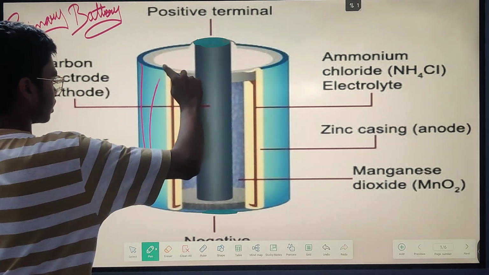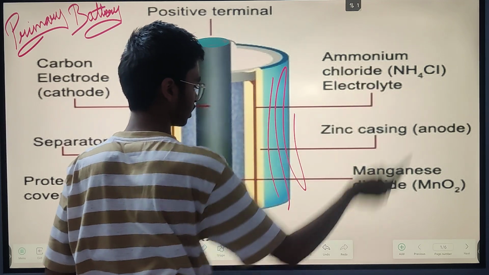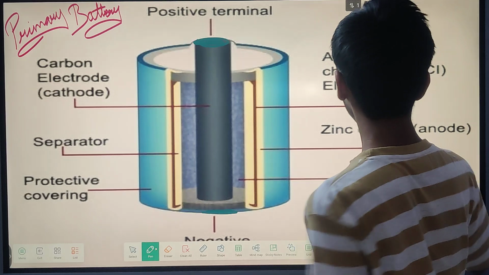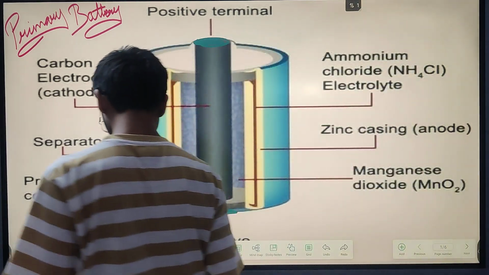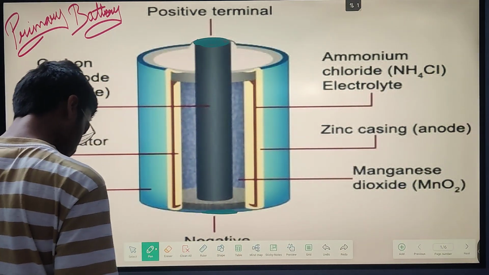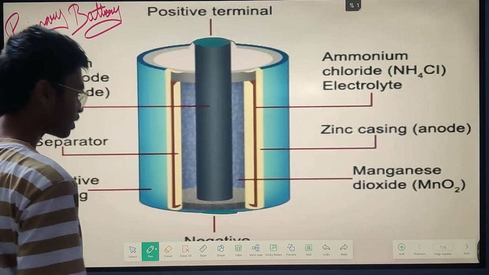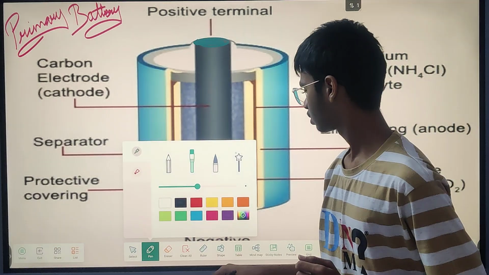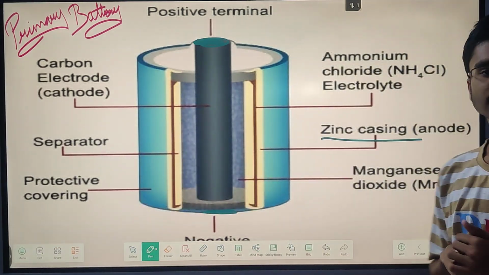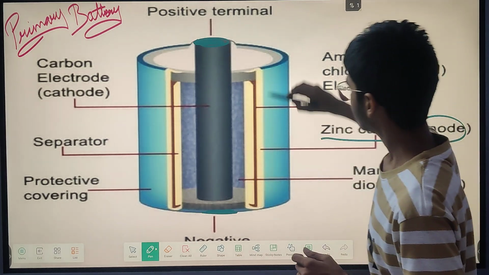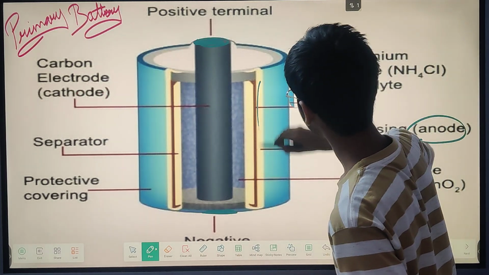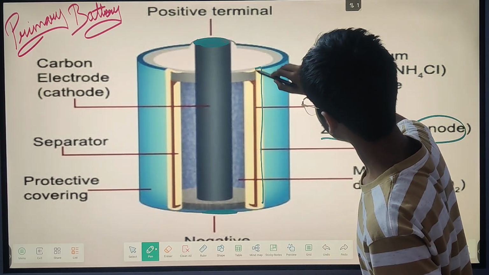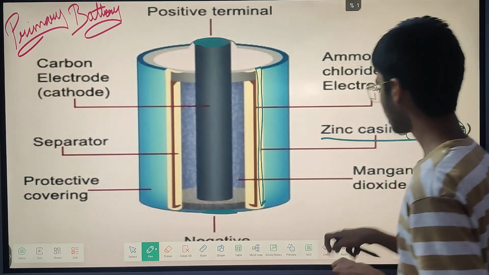Then this cover and this cover, these two, it's not a cover, it's the layer. This total layer here is the anode, which is going to be zinc. They have given this as zinc casing, so this is what the anode is. This yellowish outer part is the anode.